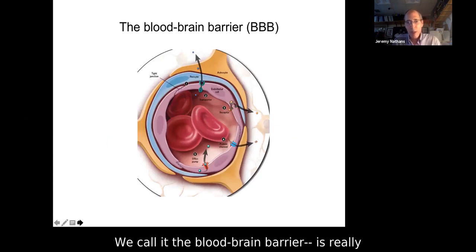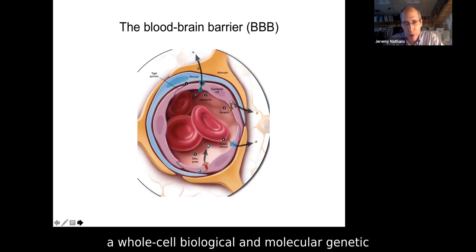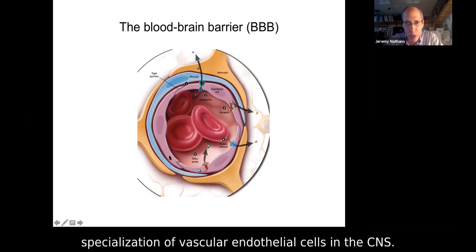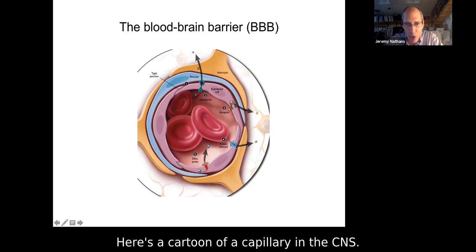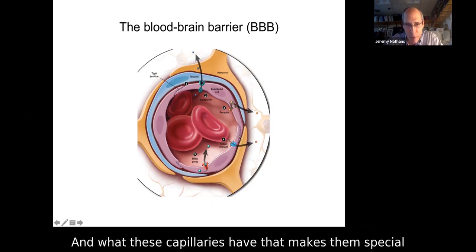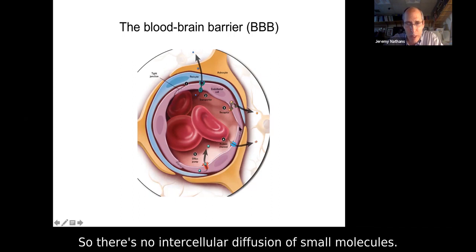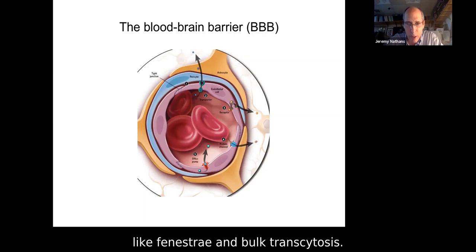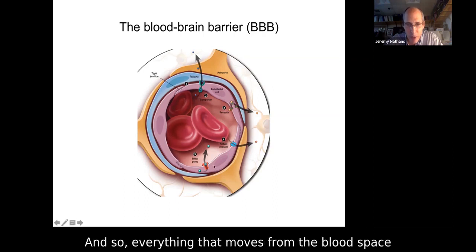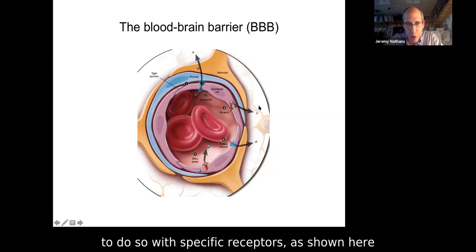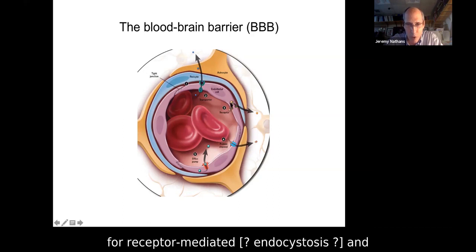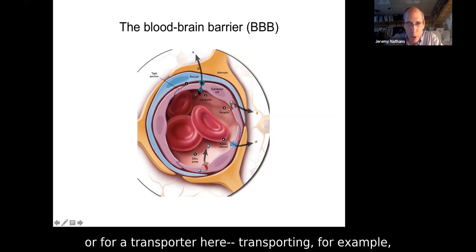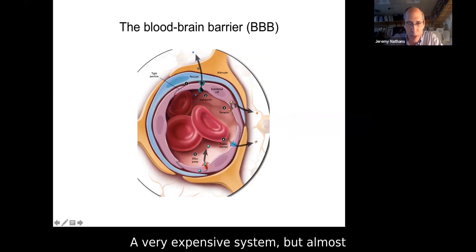Recall that the blood-brain barrier is really a whole cell biological and molecular genetic specialization of vascular endothelial cells in the CNS. Here's a cartoon of a capillary in the CNS. And what these capillaries have that makes them special is they have tight junctions, so there's no intercellular diffusion of small molecules. They lack the transcellular diffusional pathways like fenestrae and bulk transcytosis. And so everything that moves from the blood space into the parenchyma of the brain has to do so with specific receptors, as shown here for receptor-mediated endocytosis, or for a transporter here, transporting, for example, glucose or an amino acid, a very expensive system.